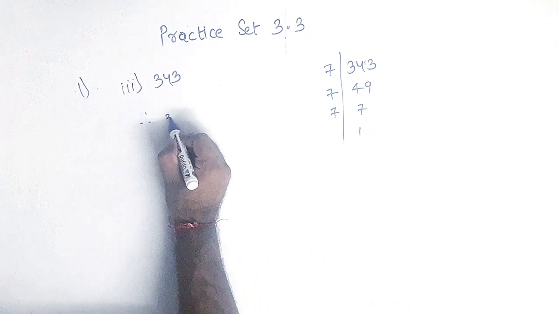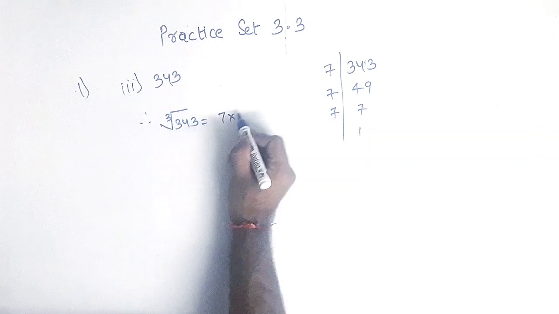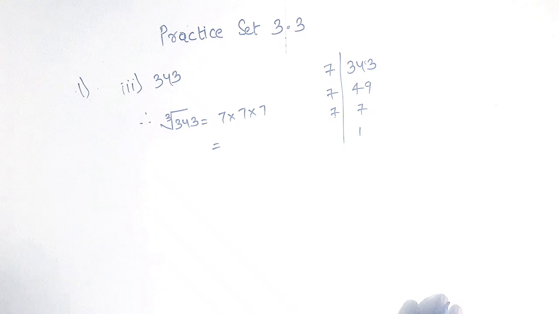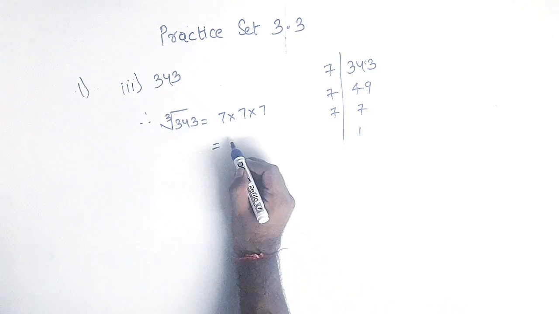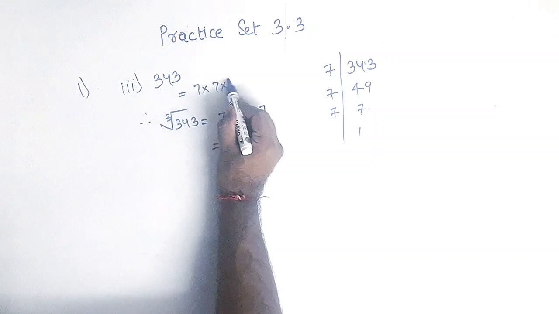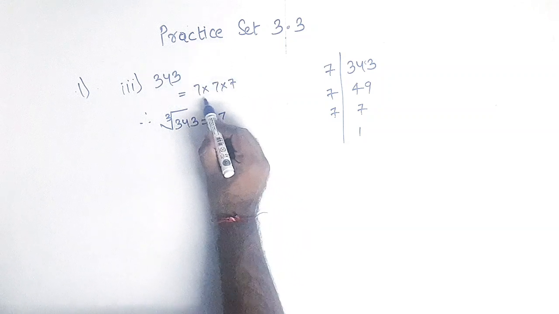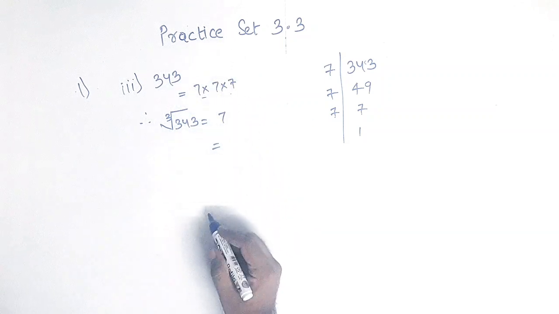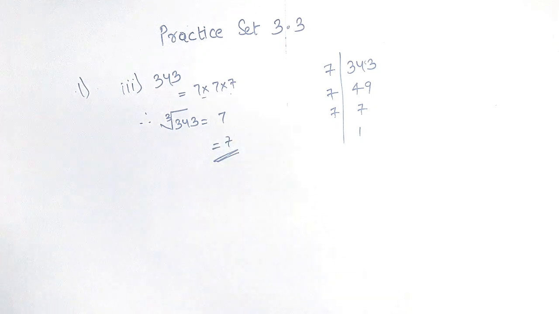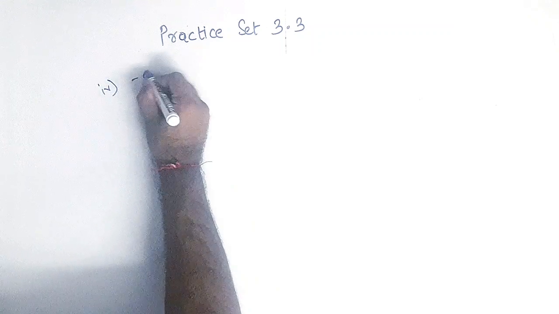So I'll write 343 is 7 into 7 into 7. Beg your pardon, this is 343 is 7 into 7 into 7. So when I write cube root of 343, three 7's will become one 7. So your answer is 7. Then the next one is minus 512.